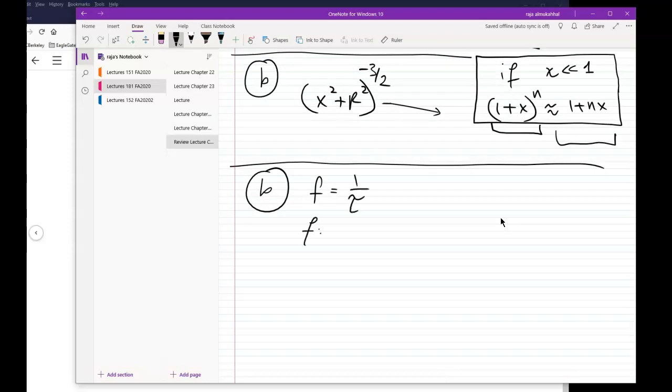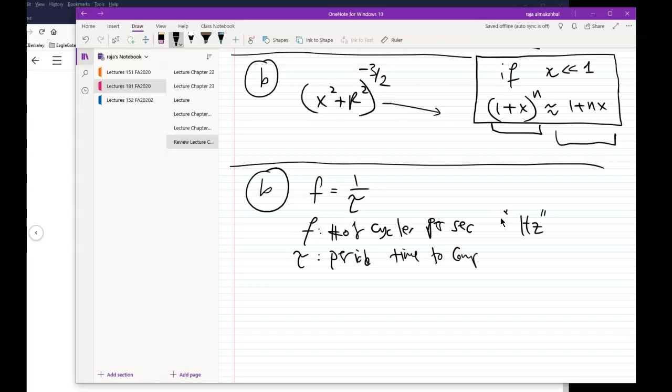The frequency is the number of cycles per second, and the unit of it is hertz. And then the tau, which is the period, is the time to complete one cycle. You got that? All right.